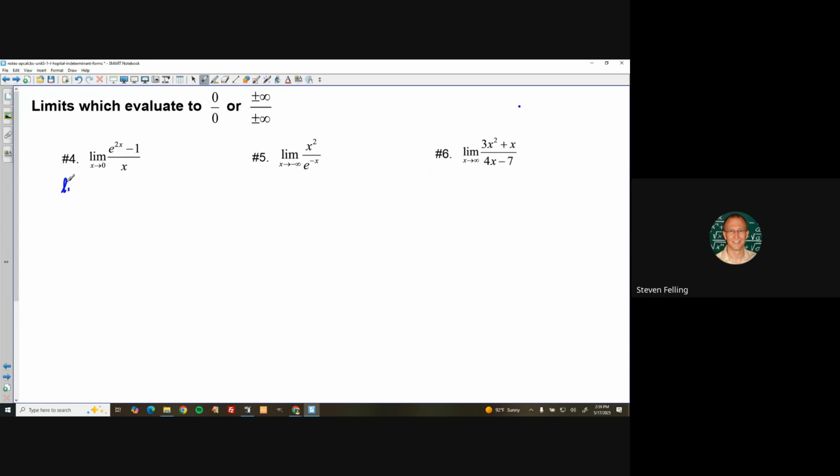So to evaluate this, I'm going to say the limit as x approaches 0 of the numerator, which is e to the 2x minus 1, I can evaluate by plugging in a 0 here. That gives me e to the 0, which is a 1. 1 minus 1 is 0. So I'm going to show in a line that the numerator's limit is equal to 0. And then separately, I'm going to show that the denominator's limit is also equal to 0. Then I'm going to say we have 0 over 0, which is an indeterminate form.